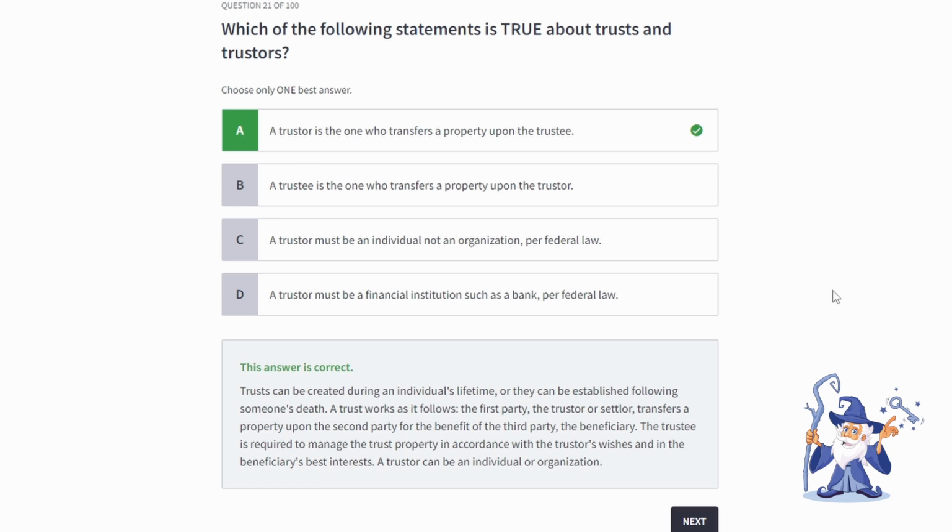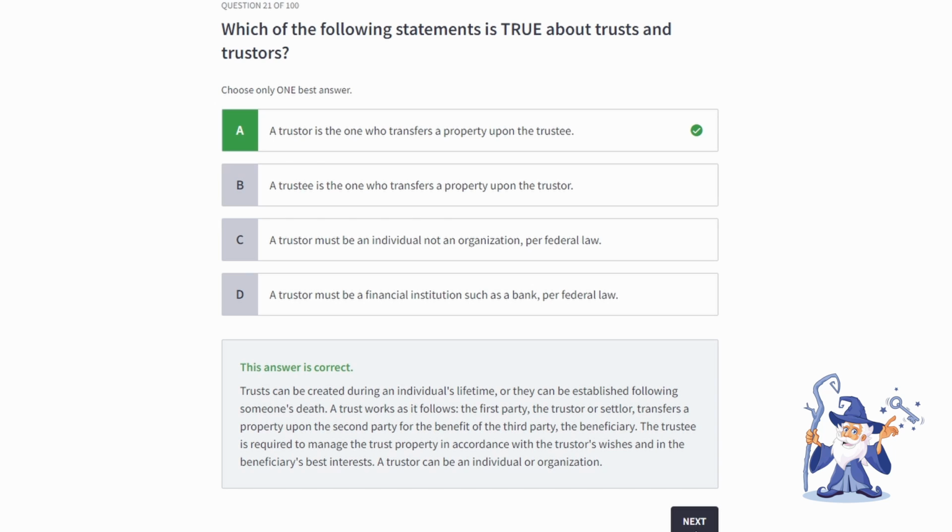The first party, the trustor or settlor, transfers a property upon the second party for the benefit of the third party, being the beneficiary. The trustee is required to manage the trust property in accordance with the trustor's wishes and in the beneficiary's best interests. A trustor can be an individual or organization. So knowing all of that, we know that definitely the answer to the question is A.